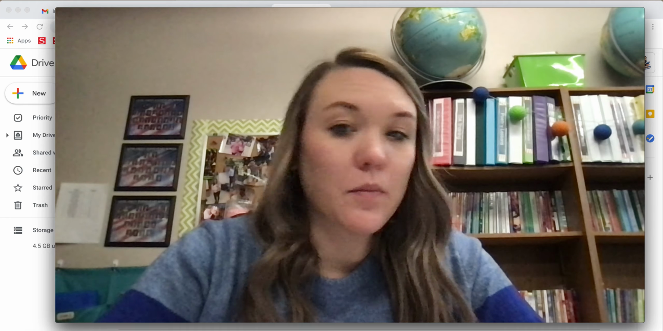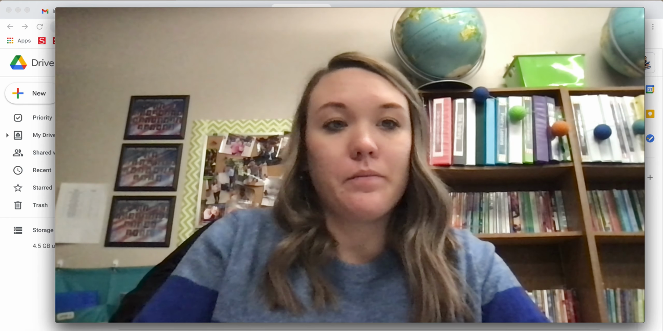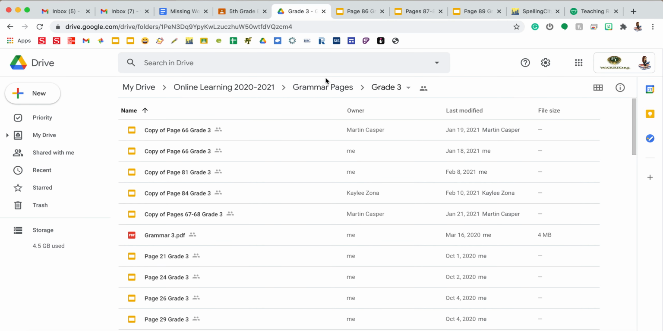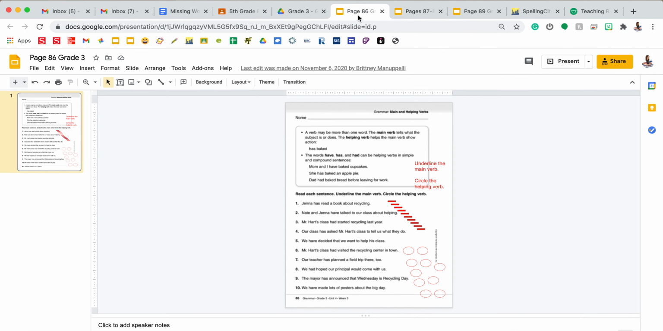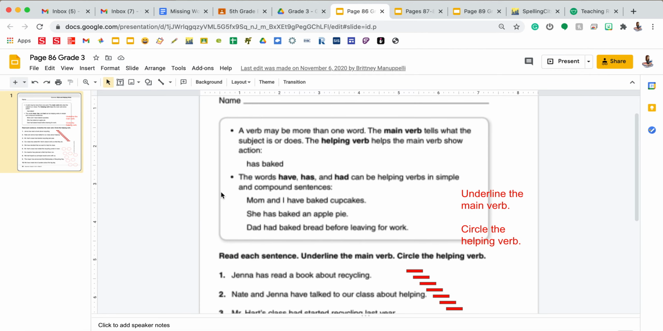This week you are assigned pages 86 to 89. Your first page is page 86, and on this page we're going to be looking at main and helping verbs. So a verb may be more than one word. The main verb tells what the subject is or does. And the helping verb helps the main verb show the action.